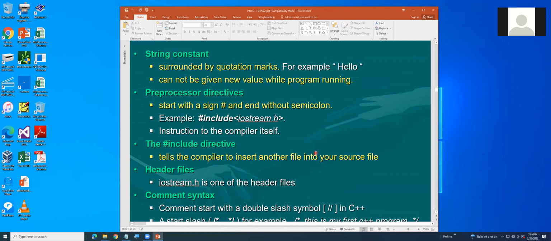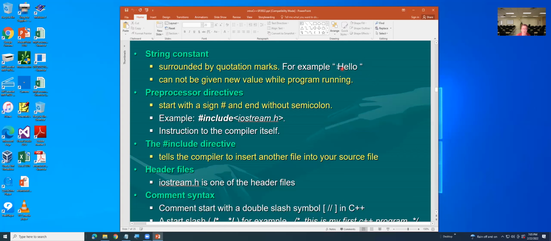Now, next, string constant. String constants are surrounded by quotation marks, like when you say hello. You get quotation marks here. And that's what they call a string constant. First thing you recognize, what is it?